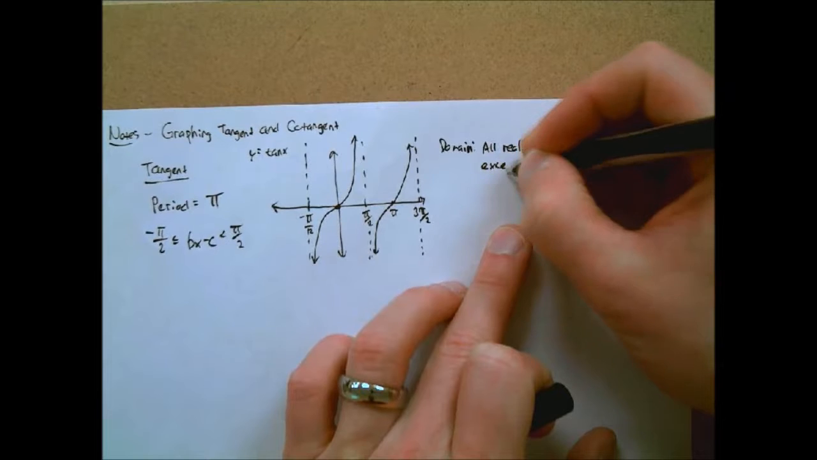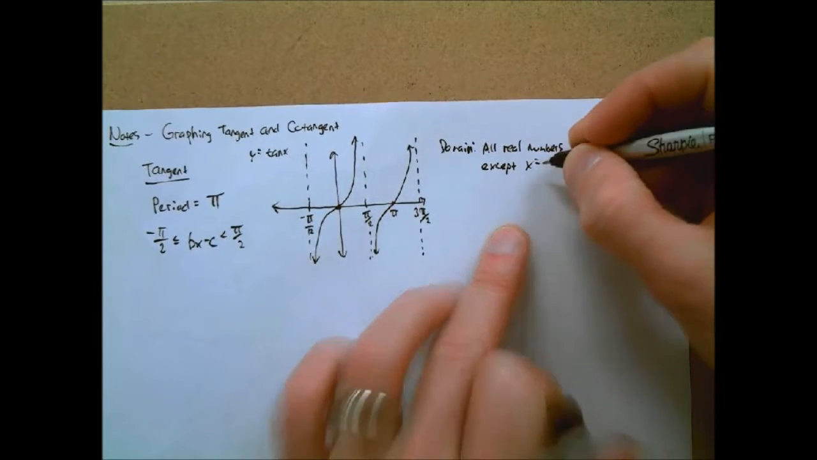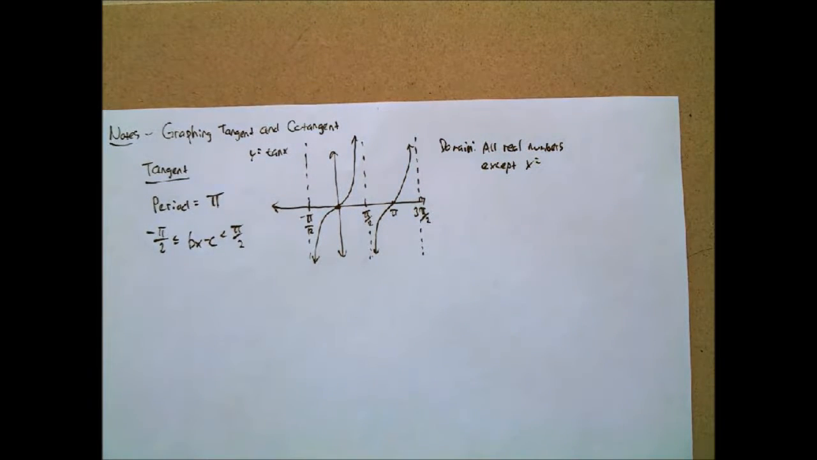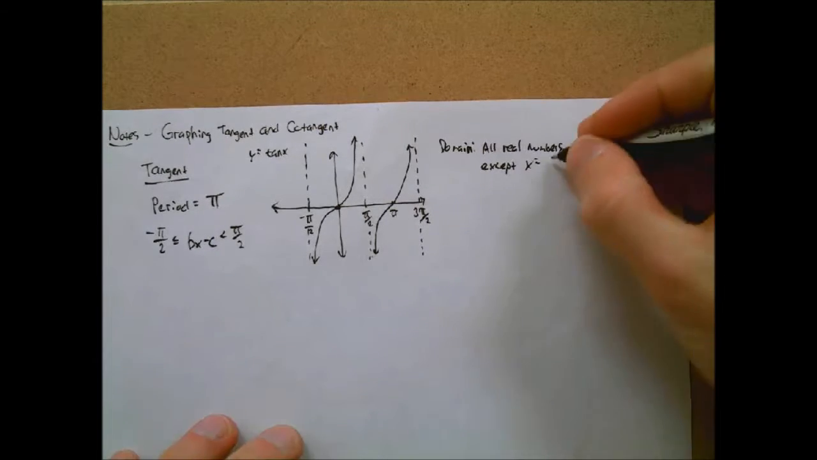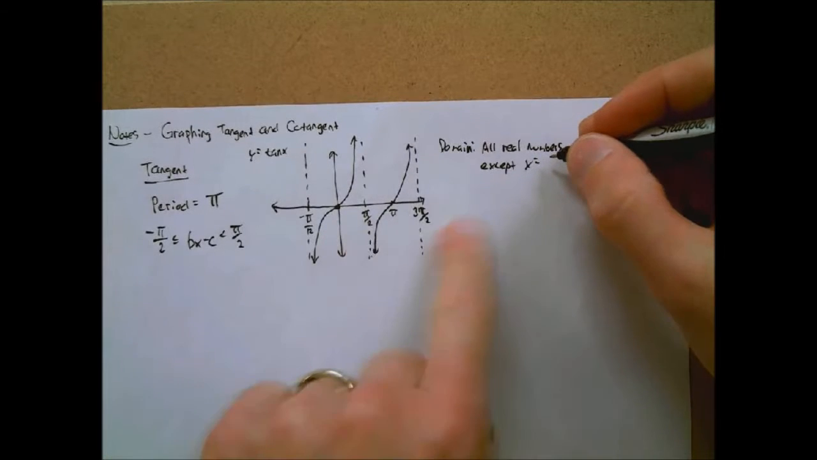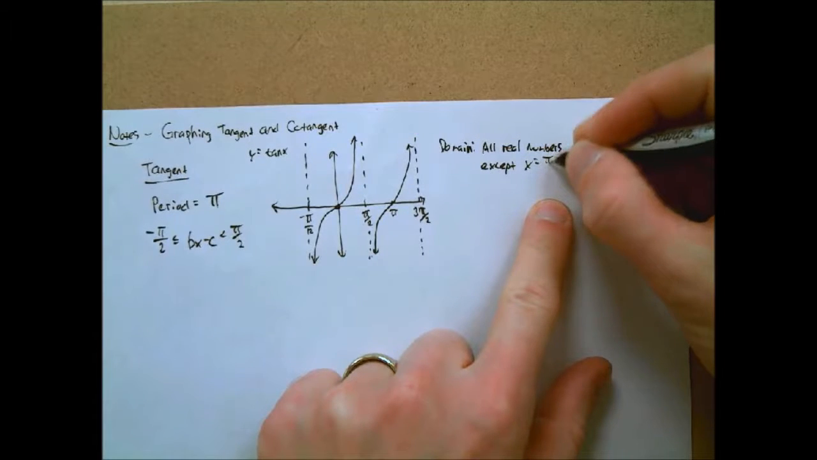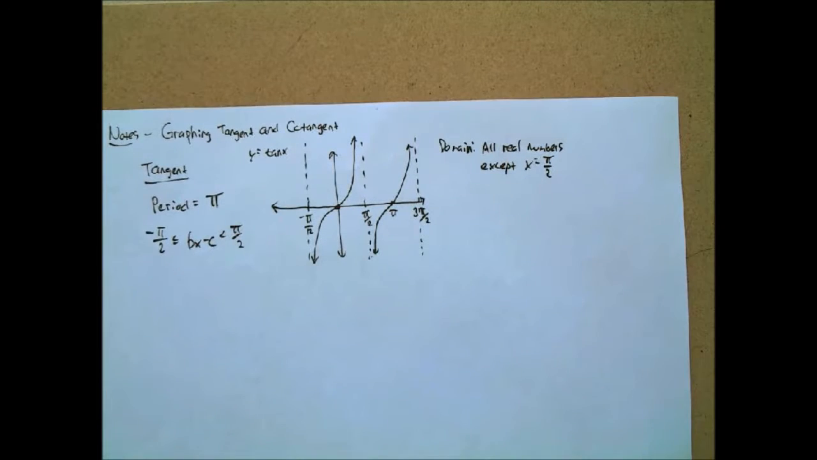And then we'll put except x equal to, okay? And so where's one of our first asymptotes? Sure, pi over 2. You can start with any of those. You can start at negative pi over 2, you can start at 3 pi over 2. I'm just going to start at pi over 2 there. I think that's good. Pi over 2.